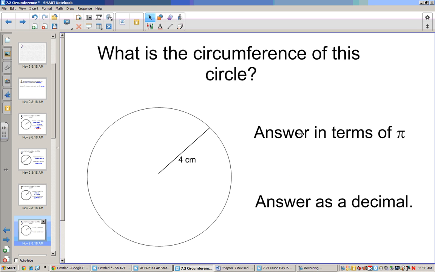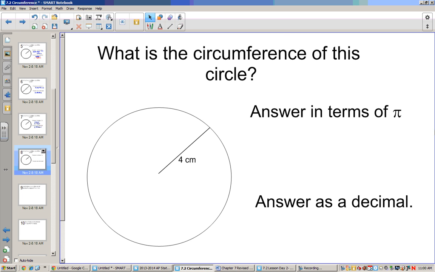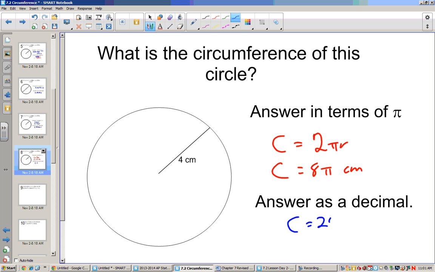This is our last one like this. So if we want to answer this in terms of pi, we have circumference is equal to 2 pi r. So that would be 4 times 2 is 8. So 8 pi centimeters is our answer. 8 times 3.14 would be 25.12 centimeters.